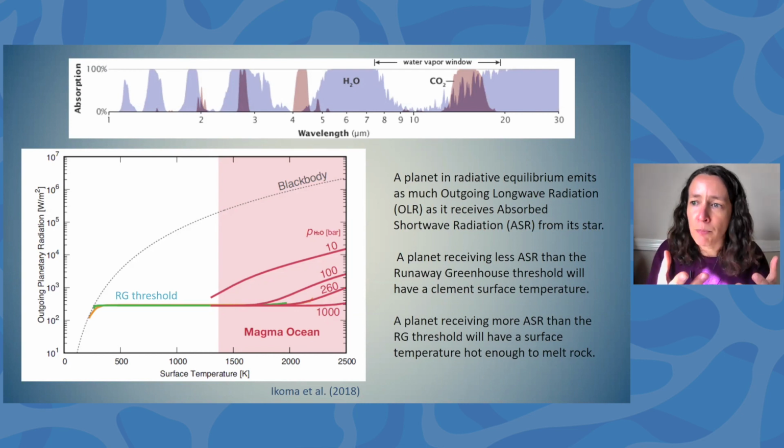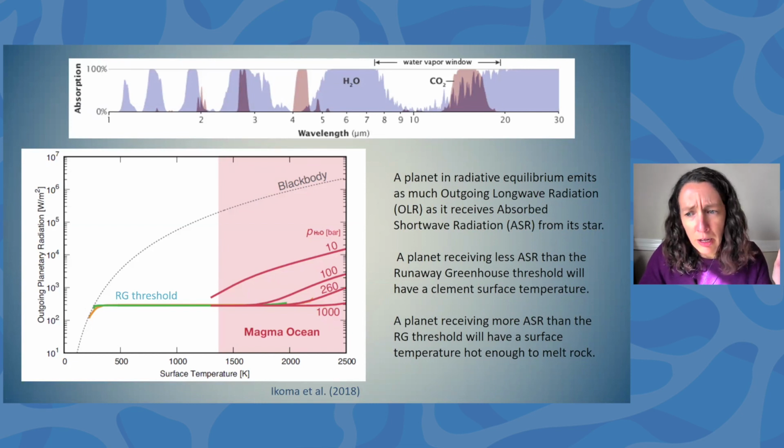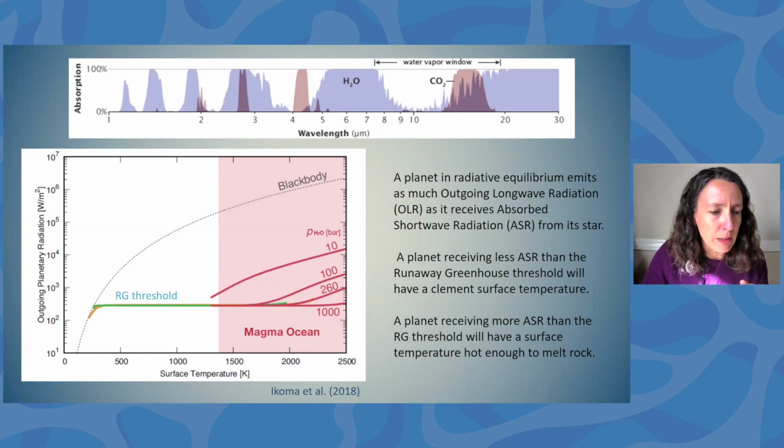So as the amount of water vapor in a planet's atmosphere increases, its surface temperature increases. This figure over here on the right is showing us how much the surface temperature of the planet increases as we increase the water in the planet. So this is showing outgoing radiation. And so we can see what the surface temperature of a planet with a mostly water vapor atmosphere would look like for different absorbed shortwave radiations, assuming that they're in equilibrium.